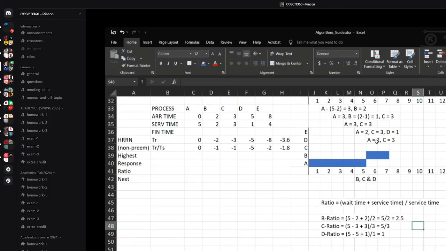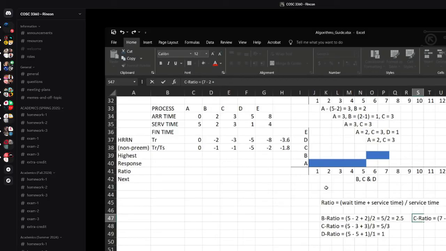Okay, never mind. So at time 7, E actually hasn't entered yet. So we're just going to need to calculate the ratio for C and D. Right? B is already done, right? So C ratio is equal to the current time, which is 7, minus the arrival time, which is 2, plus the service time, which is also 2, divided by 2.